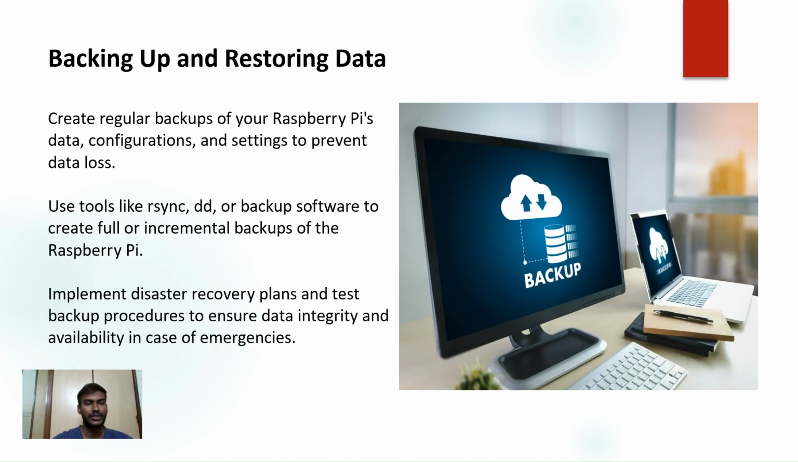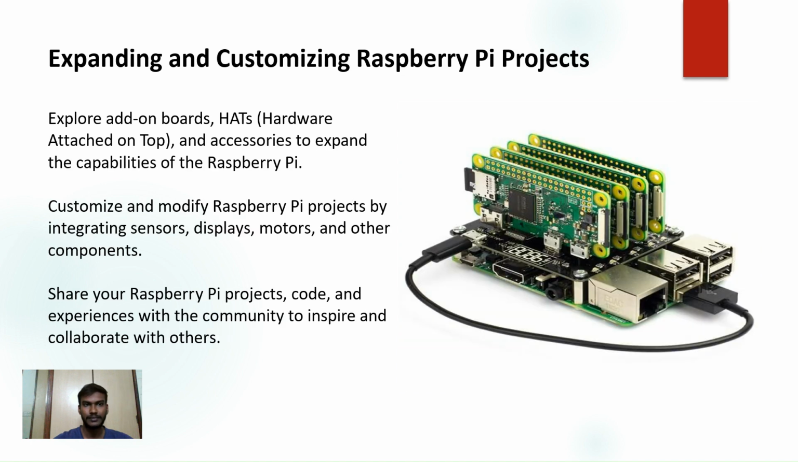Then backing up and restoring data. Create regular backups of your Raspberry Pi's data, configurations, and settings to prevent data loss. Use tools like rsync, dd, or backup software to create full or incremental backups of the Raspberry Pi. Implement disaster recovery plans and test backup procedures to ensure data integrity and availability in case of emergencies.